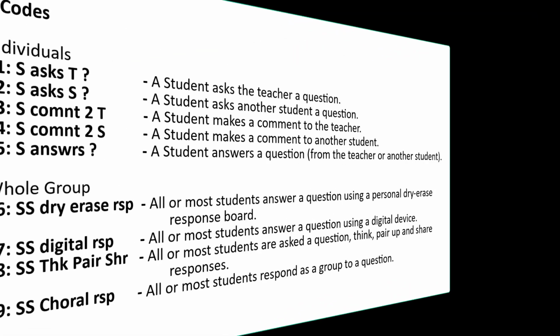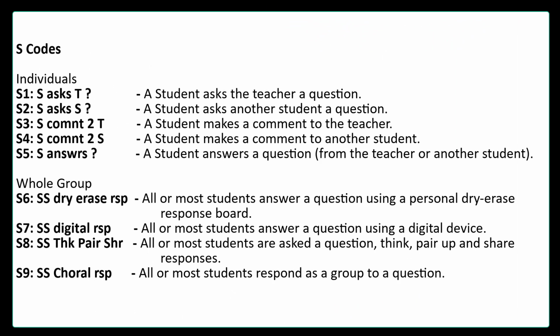So let's take a look at the individual student S codes. First of all, there's only 5 of them. S1 is when a student asks the teacher a question. And all these keys have little labels on them to remind us of what the key means, or the click will indicate. And S2 is when a student asks a student a question. S3 is when a student comments to the teacher. And S4 is when a student comments to another student. And S5, which we use quite a bit, is when a student answers a question that is posed by a teacher or another student.